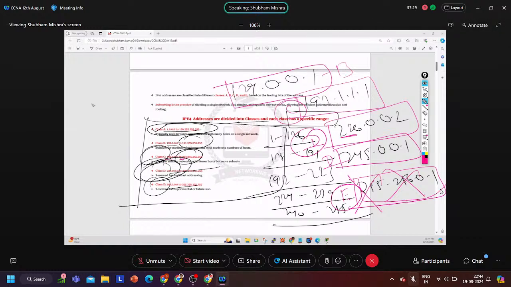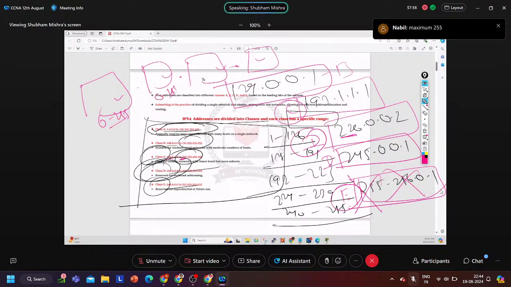Now again I am telling, please remember this. In total, how many octets are there in an IP address? Total 4 octets. Tell me: 1, 2, 3, 4. Total 4 octets in an IP address. And the range of each octet will be how much? 0 to 255. Maximum 255. Here, what is the value? 256. It means this IP address is not valid.